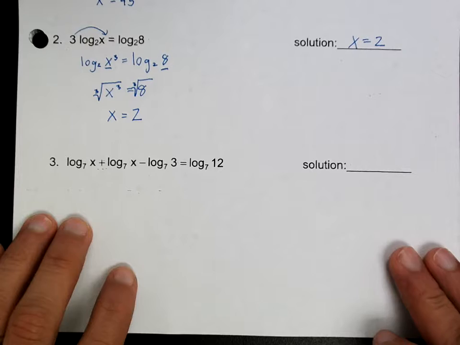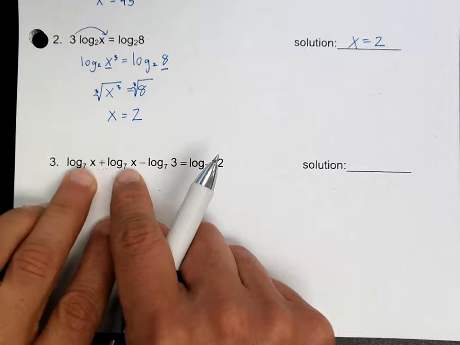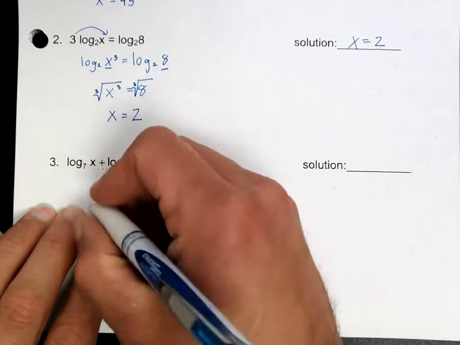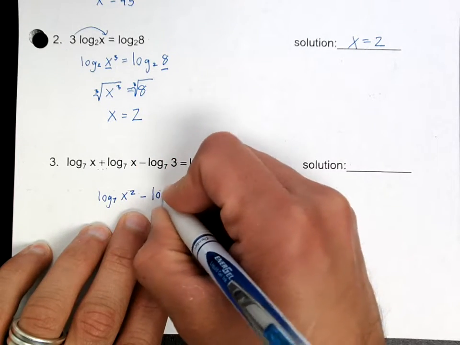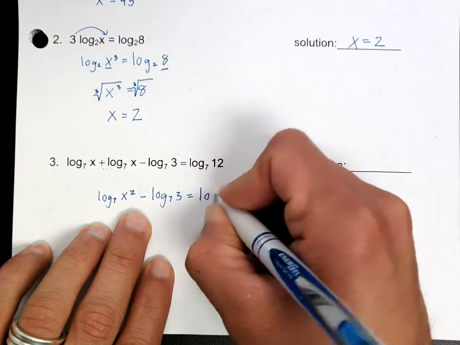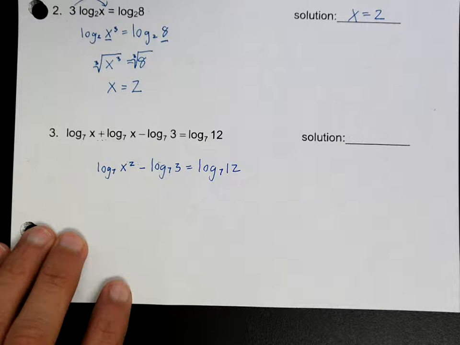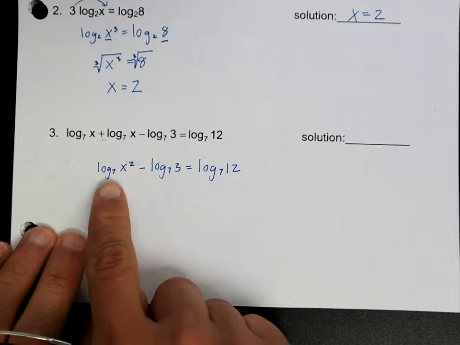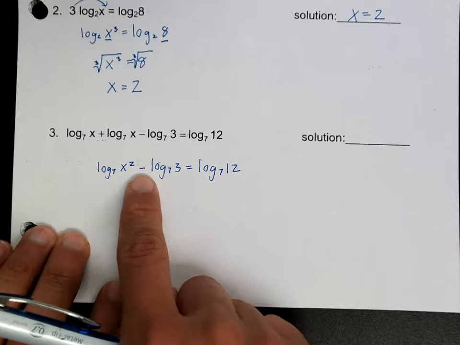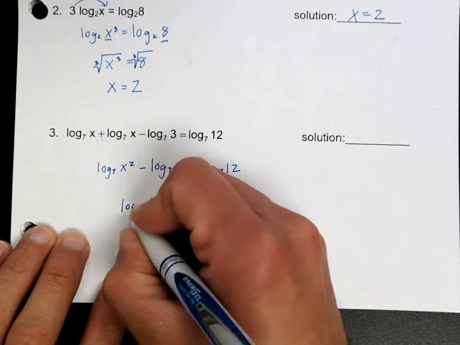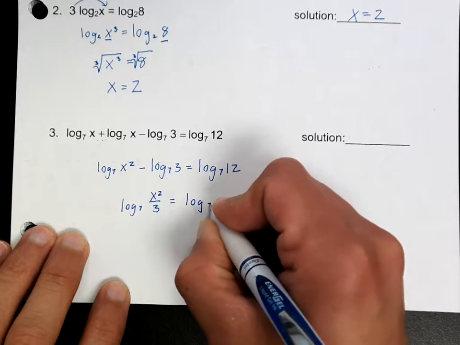Number 3, you can take one step at a time here, but if I have a log base 7 of x plus a log base 7 of x, I can actually multiply those two things together. So this is going to be log base 7 of x squared minus log base 7 of 3 is equal to log base 7 of 12. And then after that, I am going to condense these two. To condense those two, I have a minus here, which means I can divide. So I have log base 7 of x squared over 3 is equal to log base 7 of 12.